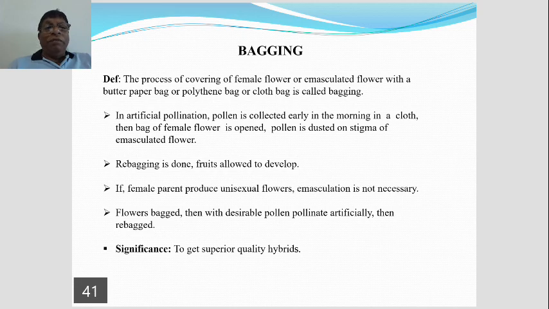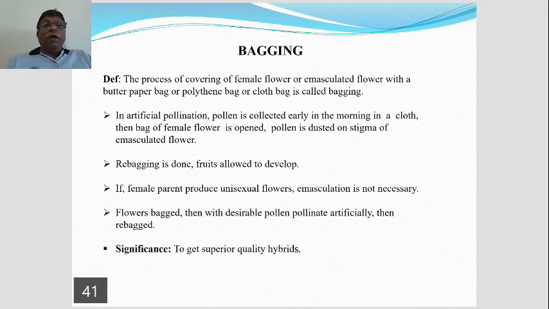Imagine if the flowers are unisexual or the parent is unisexual. A unisexual plant produces unisexual female flowers and unisexual male flowers. Okay. Is the emasculation process necessary? No. If the flowers are unisexual, emasculation is not necessary. Okay. Very important point.